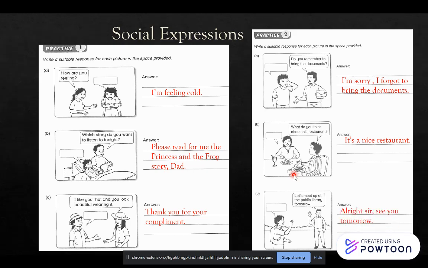Okay, let's meet up at the public library tomorrow. So, all right, sir, see you tomorrow. Why would he say sir? Because he's wearing a bag and most probably he looks like a student, right? So he would definitely give an answer and he would address the other person in a more respectful manner. So it would be sir. Okay, see you tomorrow. You just have to worry about your punctuation here to get the correct answer.